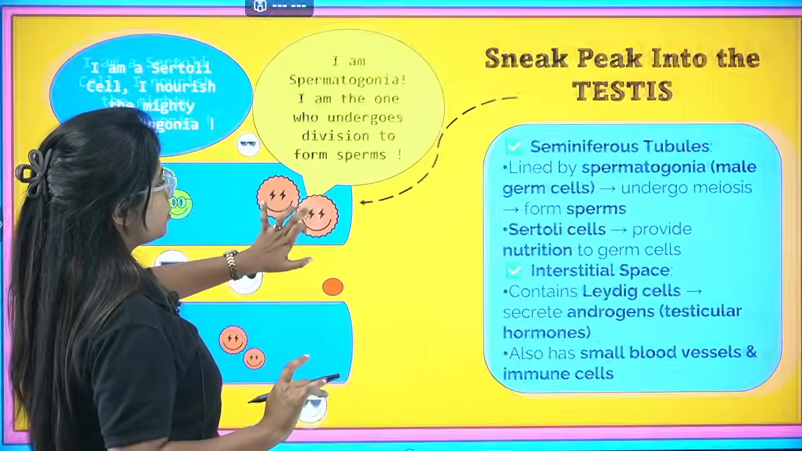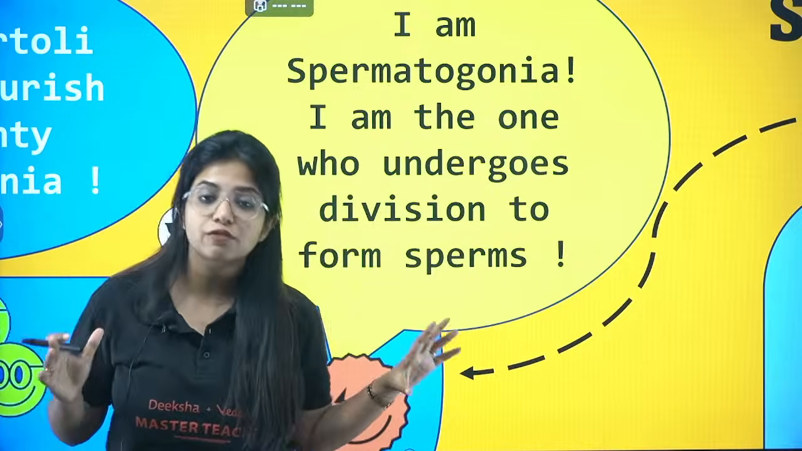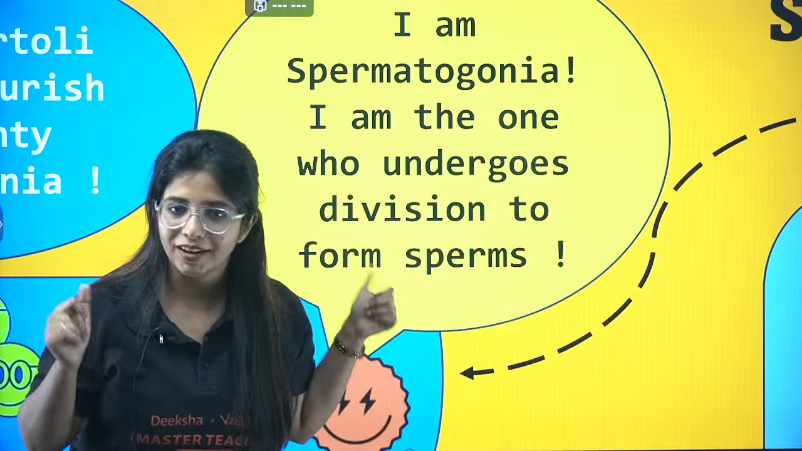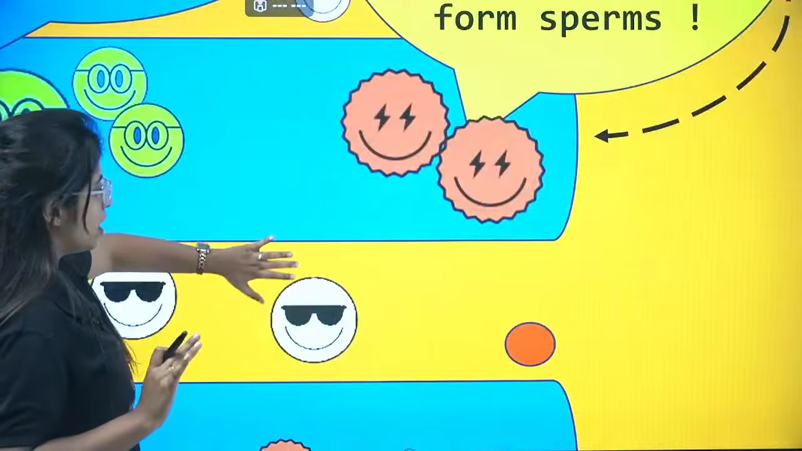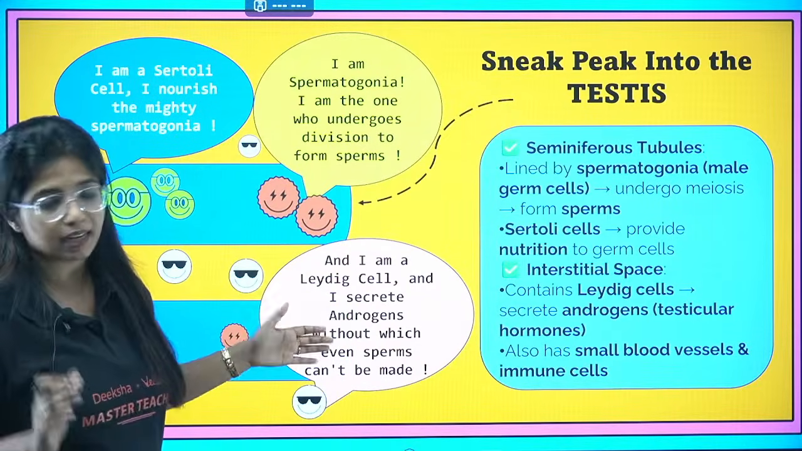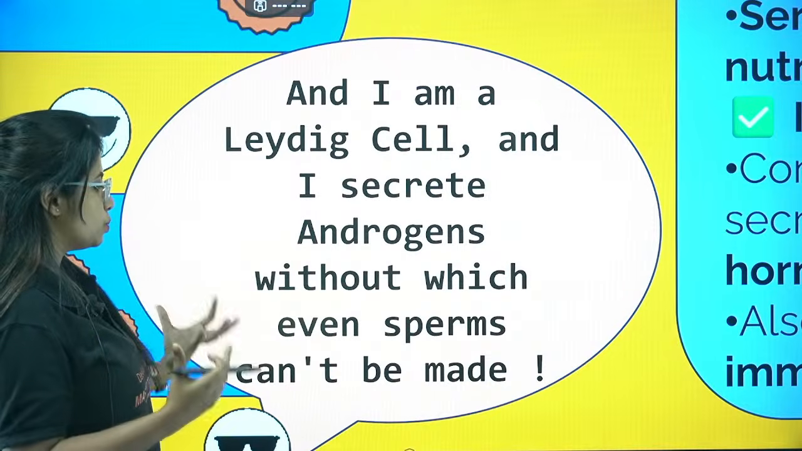Okay, now we spoke about it. What about the next one, the spermatogonia? What do they do? I am spermatogonia. I am the one who undergoes division to form the sperms. They are the ones that form the sperms later on, right? Yes. Done. That is also done. Now we are left with this guy that is there in between, and who is that? It is a Leydig cell. So, I am Leydig cell. I secrete androgens without which even sperms can't be made.